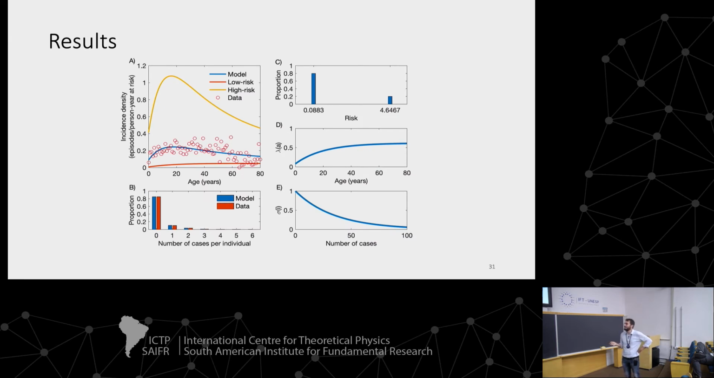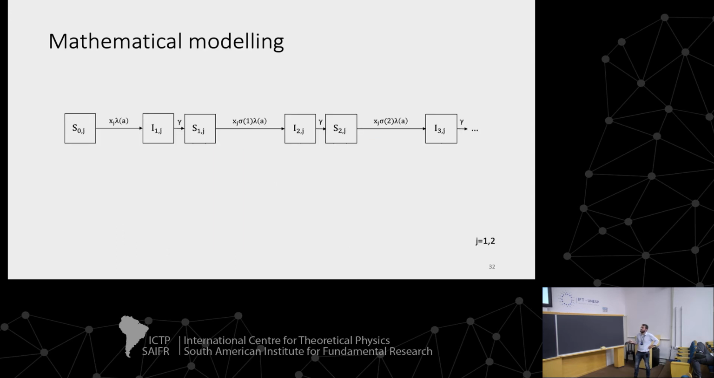And here is our fitting. This is the fitting for the incidence density, which is composed of the high-risk group and the low-risk group. And here is the number of cases per person. The fit is quite good, I would say. From this fitting, we then have this risk distribution, this force of infection dependent on age, and this partial immunity level. Yeah, great.